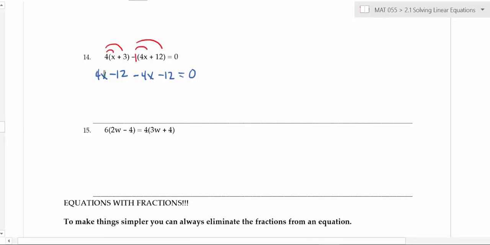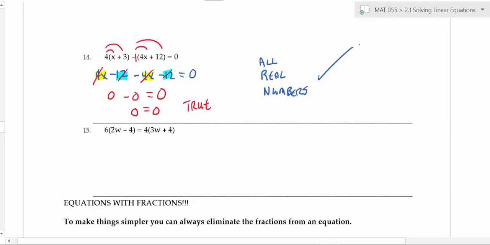Now, when you collect like terms, see, those are like terms. The 12s are like terms. When you put it together, that's 0x. This is 0. So you end up with 0 equals 0. So you do get a true statement. So that means the answer to this problem is going to be all real numbers.